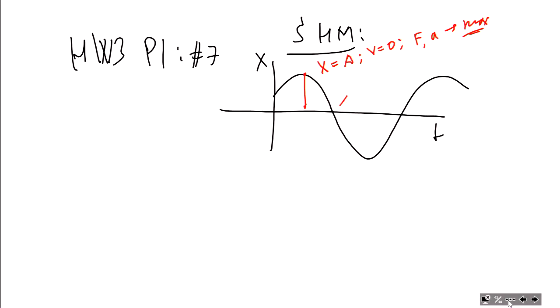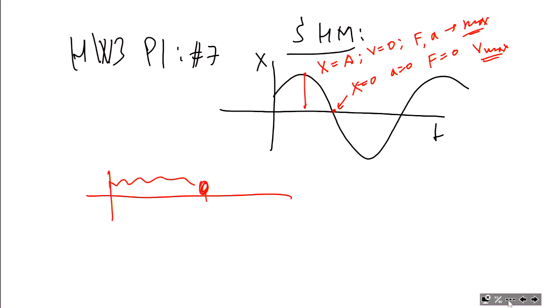And here, another important instant. X equals 0, acceleration equals 0, force equals 0, but speed now reaches maximum value. Always. No matter what, of course, it travels back and forth. So if it goes through equilibrium, so there's a spring. If this is equilibrium, the spring is not contracted, not stretched, so force 0. If force is 0, hence acceleration is 0.